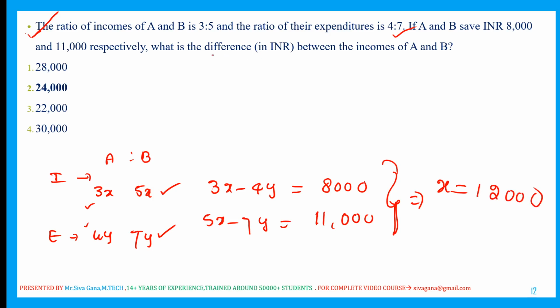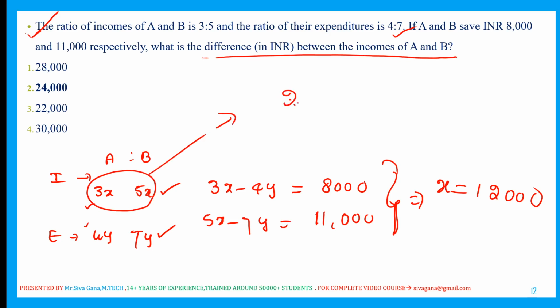Then what is the difference between the income of A and B? The difference between the income of A and B is 5x minus 3x, which is 2x. x is 12,000. 2 into 12,000 is 24,000.